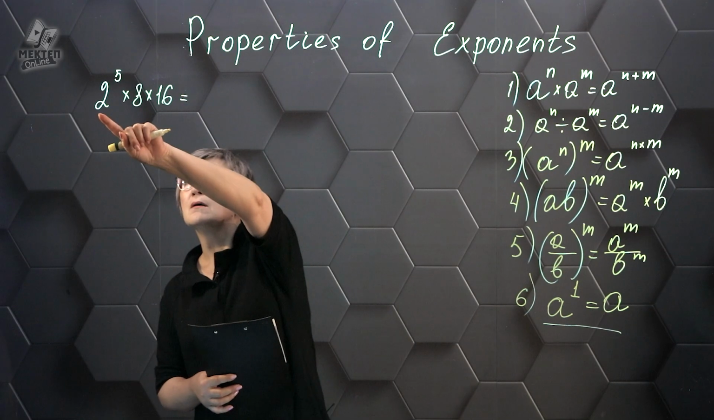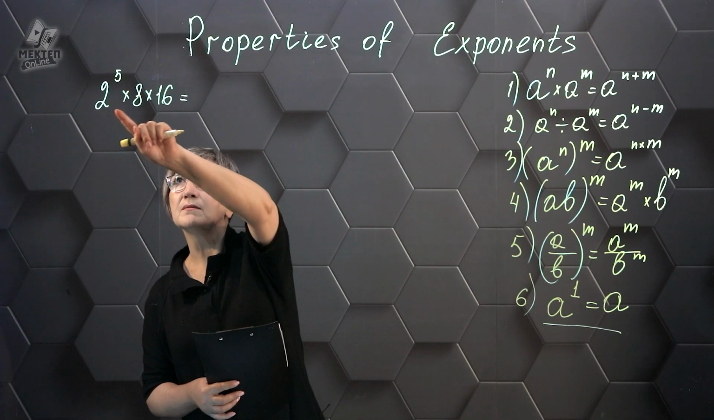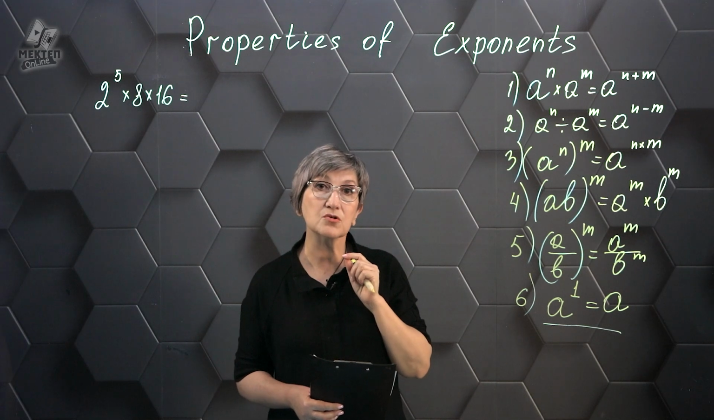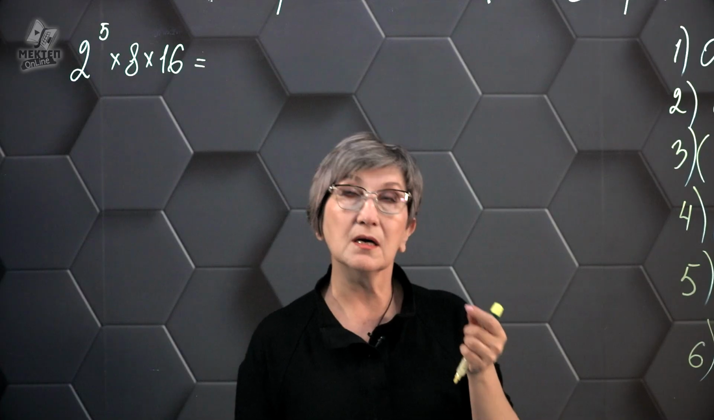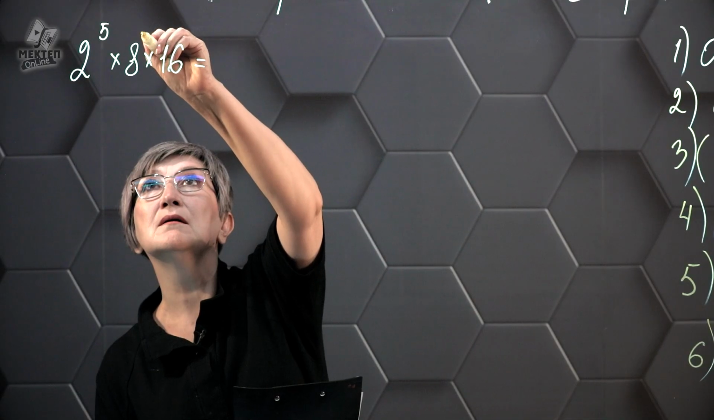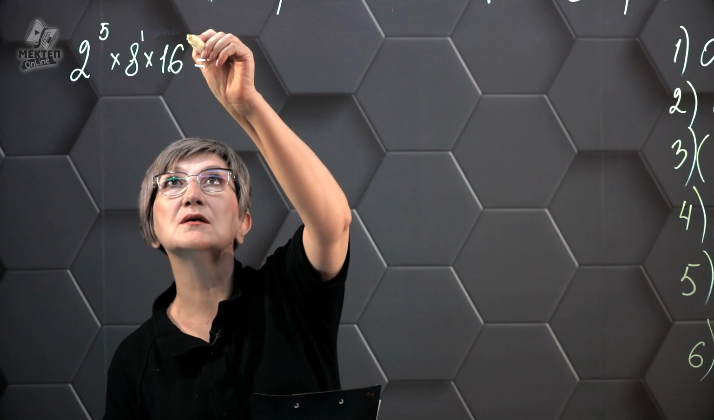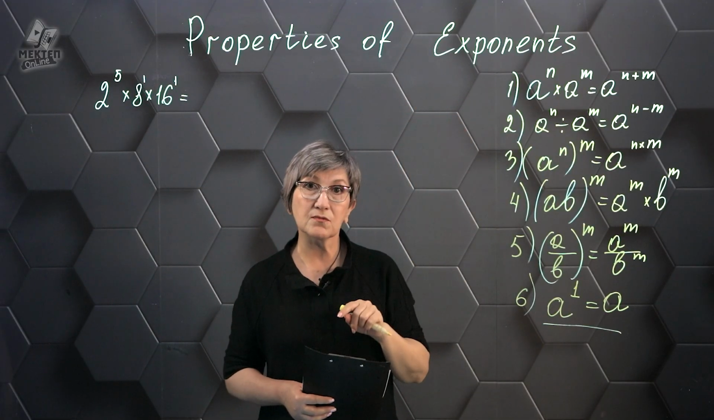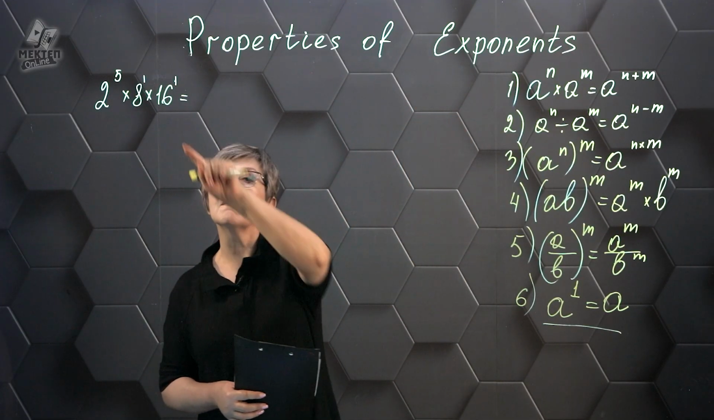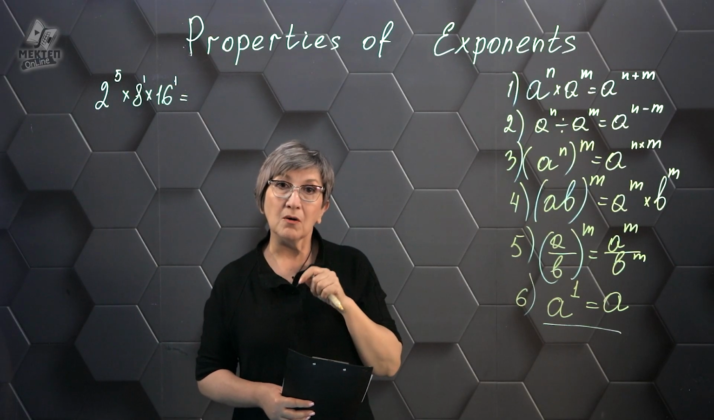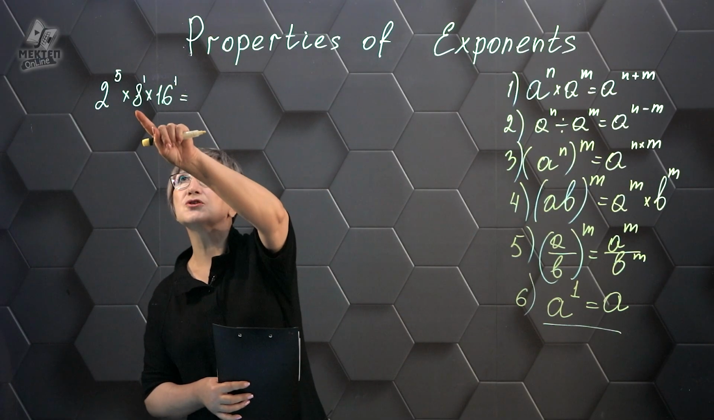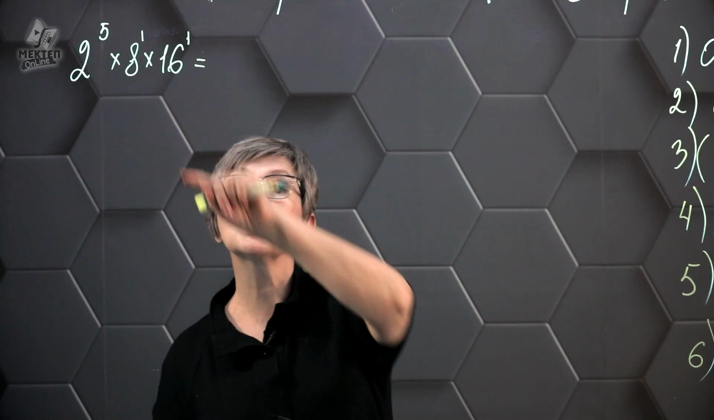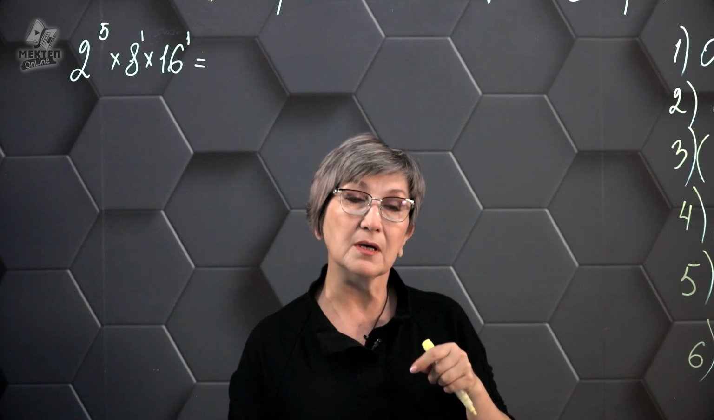But the first multiplier has a base of 2. The second multiplier has a base of 8, and the third multiplier has a base of 16. The exponent of 8 is 1 and the exponent of 16 is also 1, so I can't apply either property. Why not? Because the bases are not equal. I can try to write the number 8 as 2 to some degree, and the number 16 as 2 to some degree.